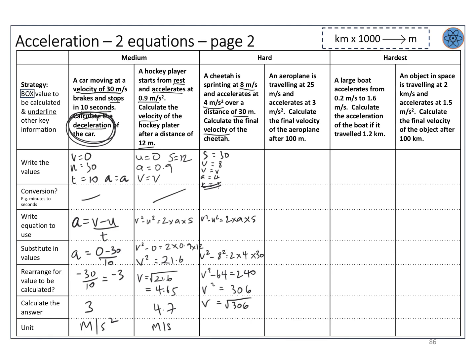We need to square root v squared to get v by itself. So the square root of 306 works out in a calculator to be around 17.5. And again, the units for velocity are metres per second.